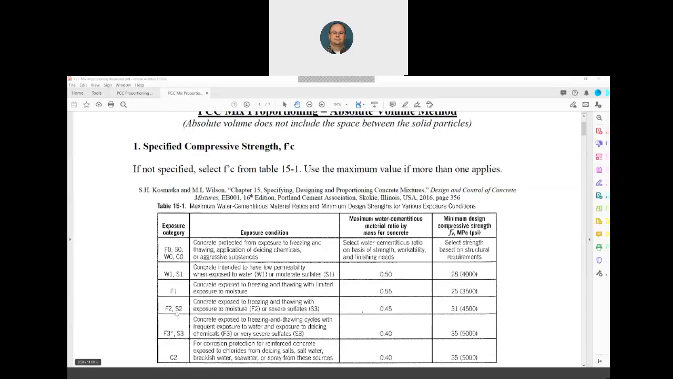Okay. All right, F1 exposure: concrete exposed to freezing and thawing with limited exposure to moisture.